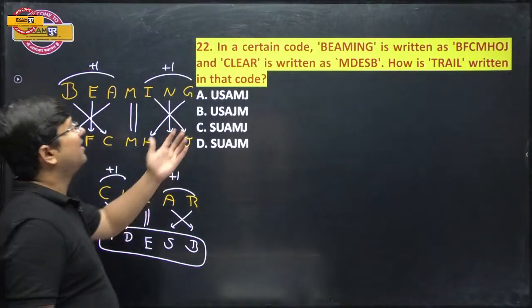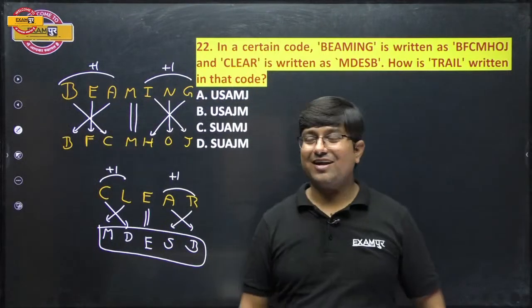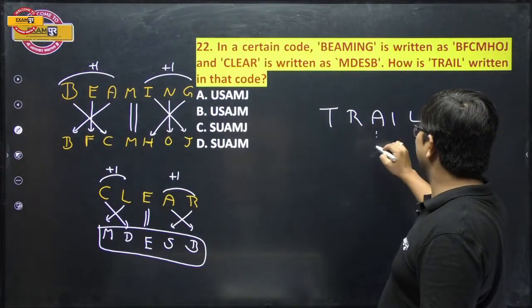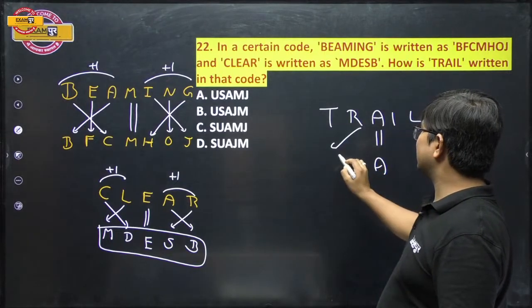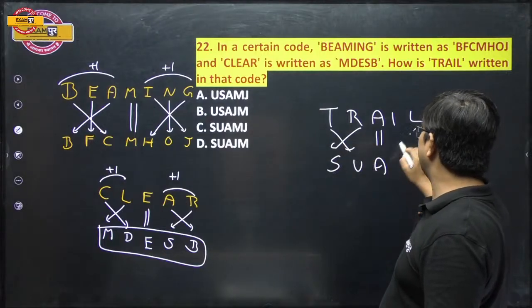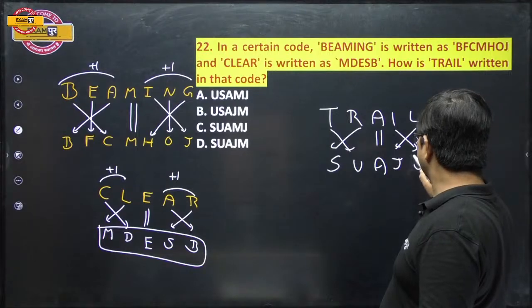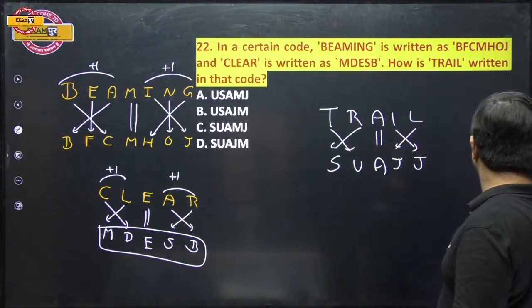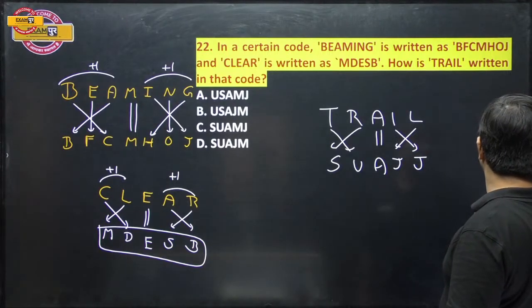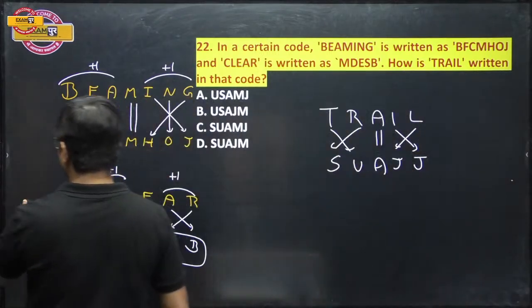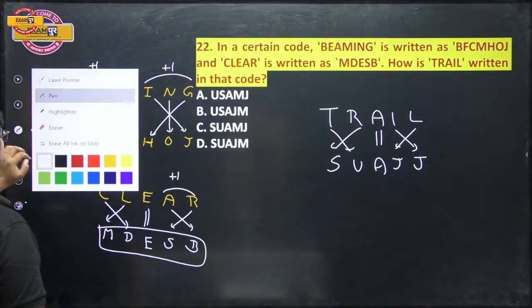So, I found the code for this. Okay. We have to find the code of trail. So, trail. Middle letter as it is. So, R plus 1 S, T plus 1 U, L plus 1 M, I plus 1 J. Then, my dear students, getting it or not? Just hold on.